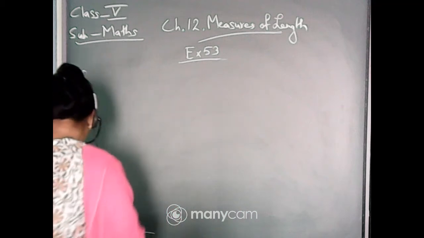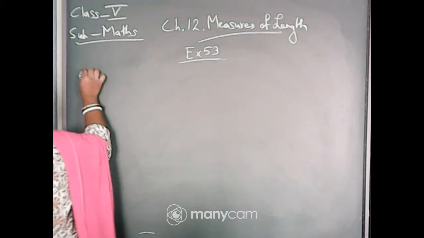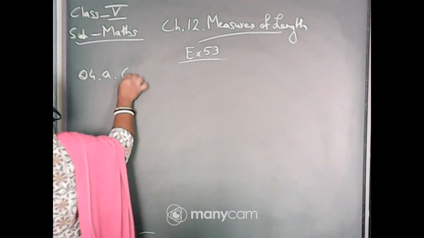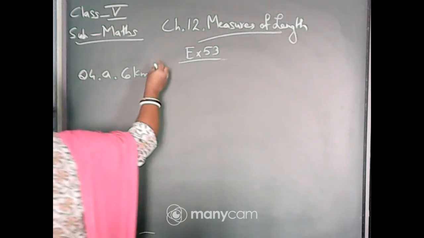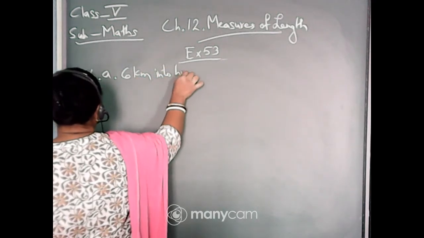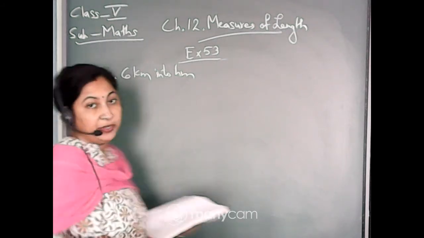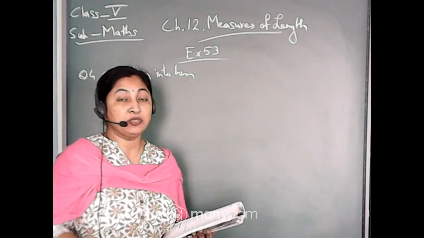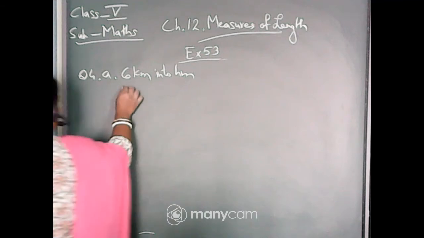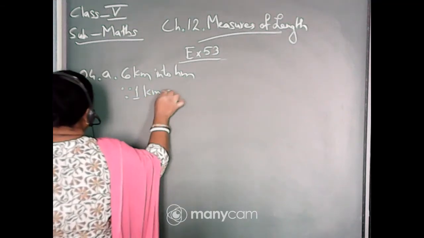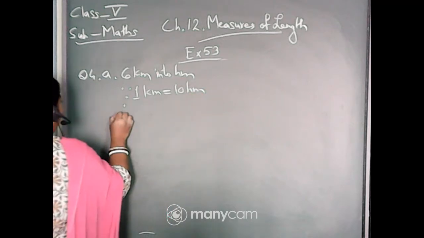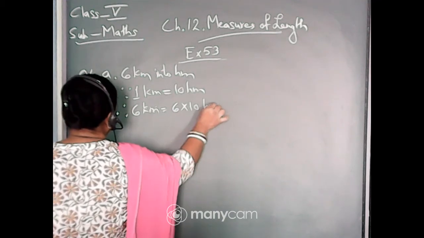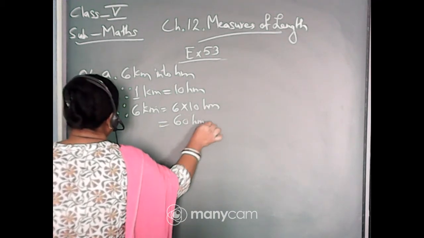Yes, this is question number 4, number A. Convert 6 kilometer into hectometer. See, you have to convert from kilometer to hectometer, just 1 unit less, isn't it? Kilometer, then comes hectometer. That means 1 kilometer is equals to 10 hectometer. So you will write here, since 1 kilometer is equals to 10 hectometer, therefore 6 kilometer is equals to 6 into 10 hectometer. That means 60 hectometer is the answer.